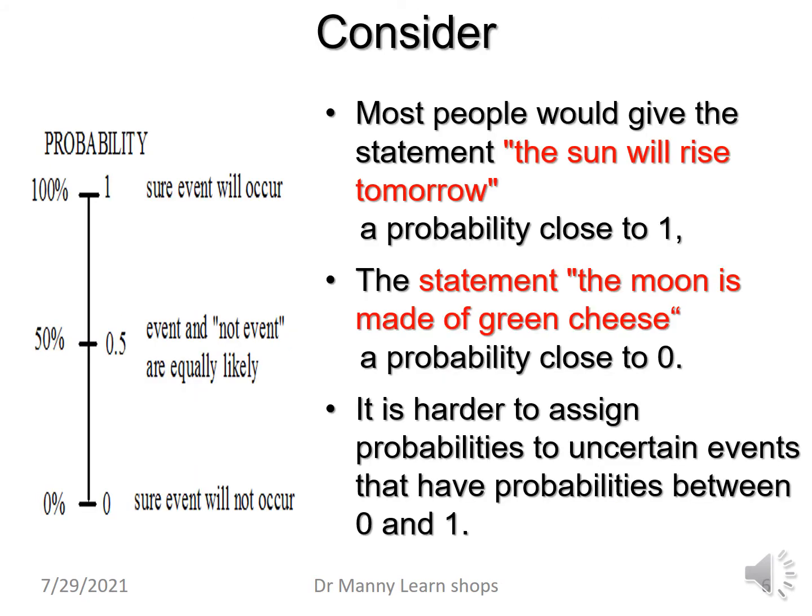So consider, as we said, most people would give the statement the sun will rise tomorrow a probability close to 1. The statement the moon is made of green cheese a probability close to 0. It is harder to assign probabilities to certain events that have probabilities between 0 and 1.